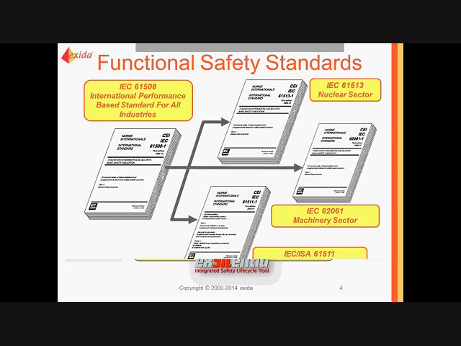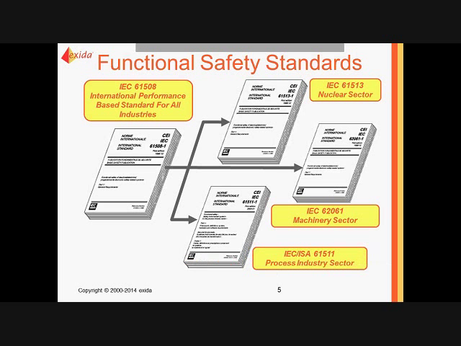So looking at functional safety, the main standard, the umbrella standard as it's called, is the IEC 61508. And this standard came out in 2000, first edition. There was an updated edition in 2010. And basically this standard is not prescriptive. It doesn't tell you how to do things. It tells you what you need to do. So it's more of a performance-based standard. And that standard spawned into three separate standards, or known as sector standards. There's the 61513 for nuclear, the 62061 for machinery, and for the process industry sector, it's 61511.